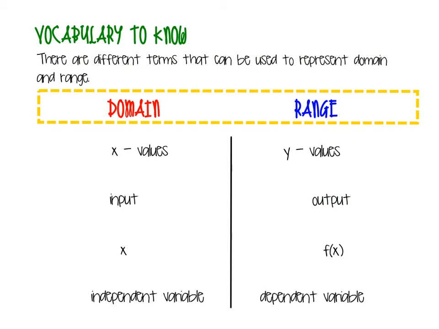All right. So this is the vocab that we need to know. I know we've talked a little bit about domain and range previously. So know that there are different terms that we're going to use to represent domain and range. Remember, all of these terms over on this side are terms that we can use to represent domain. So domain is the same thing as saying our x values, our inputs, x, or independent variables. Because if you remember, from when we talked about independent and dependent variables, and relations and functions, your domain is always the x values of your relations and functions.